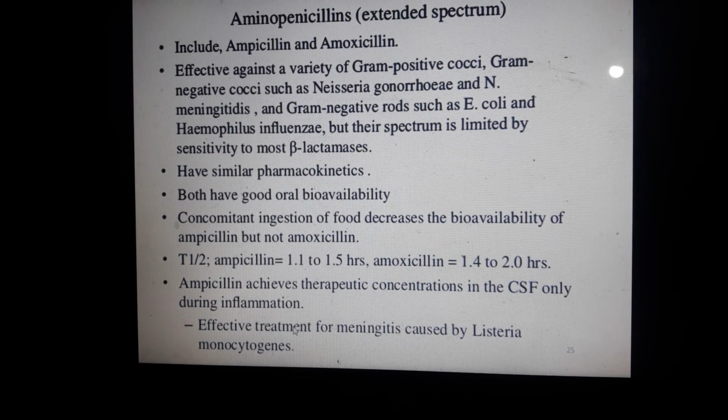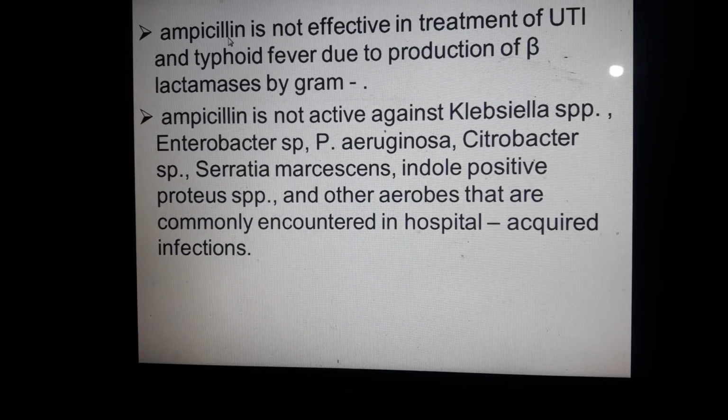It is an effective treatment for meningitis caused by Listeria monocytogenes. Ampicillin is not an effective treatment of UTI or typhoid fever, due to production of beta-lactamase. Once gram-negative bacteria have beta-lactamases, they can degrade or break the beta-lactam ring of ampicillin, leading to inactivation. So it is not effective against Klebsiella species, Enterobacter, Pseudomonas aeruginosa, Citrobacter species, Serratia marcescens.